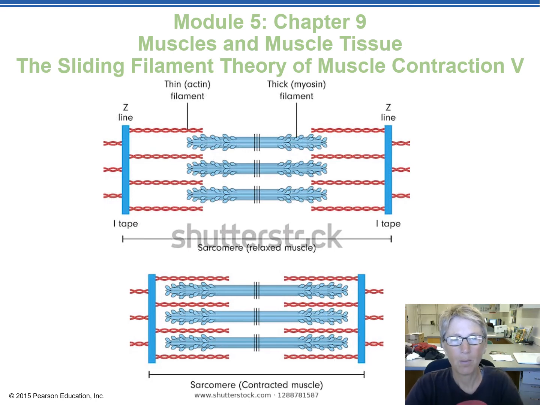Hello, welcome to Module 5, Chapter 9. This is muscles and muscle tissue. And in this video, we're going to talk about the sliding filament theory of muscle contraction.